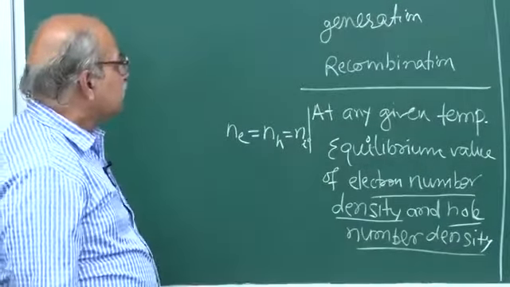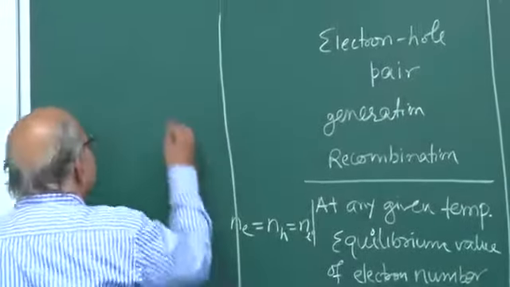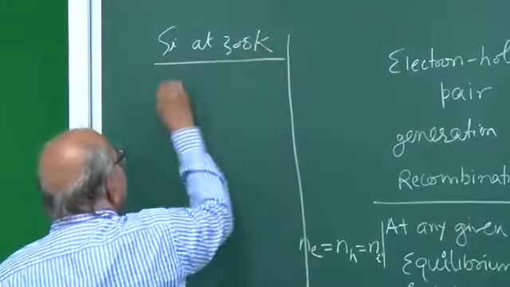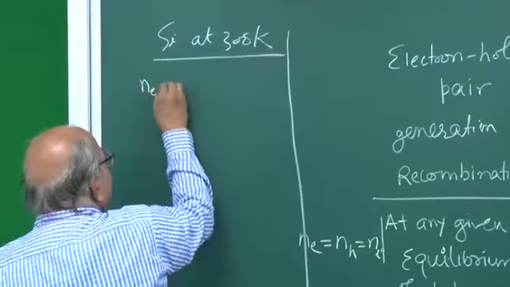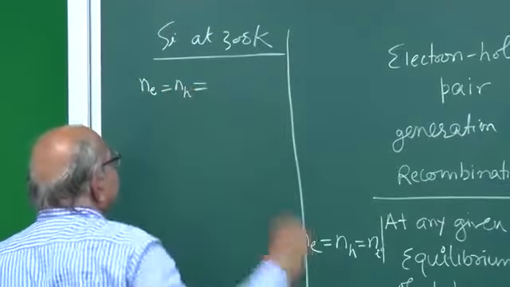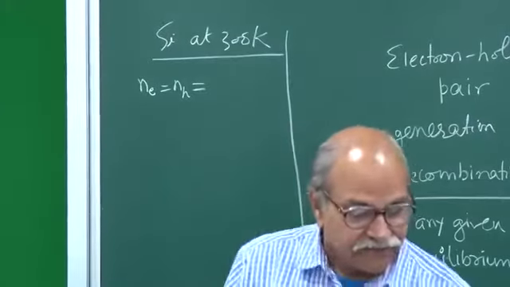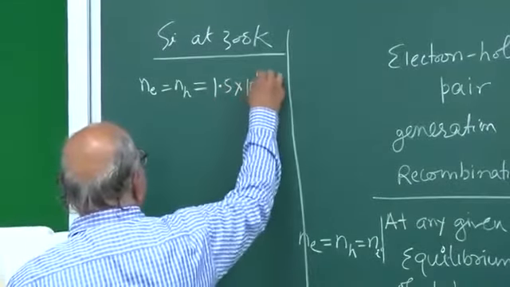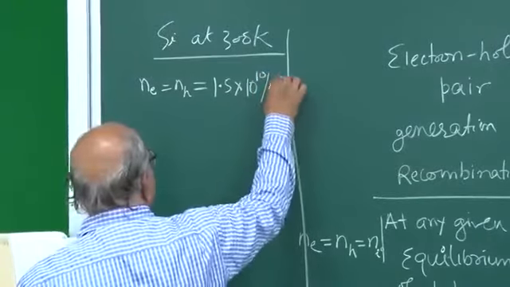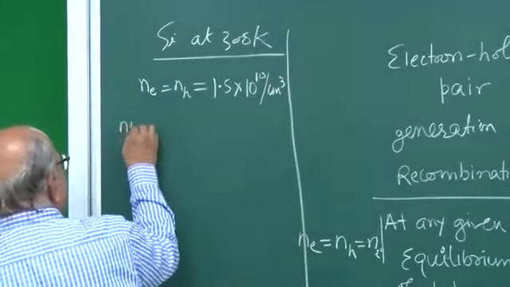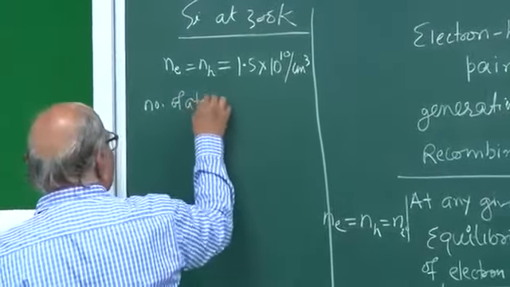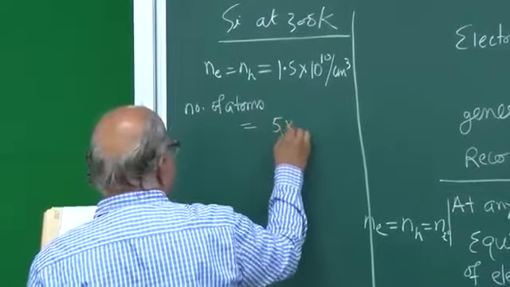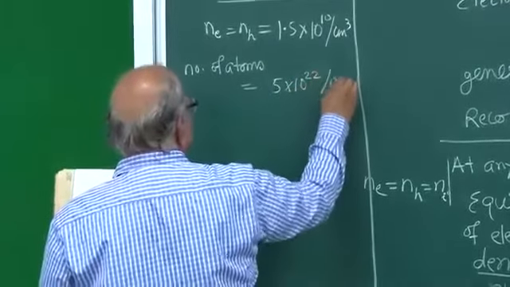Now for silicon at 300 K, at room temperature, this Ne, which is the same as Nh, is 1.5 times 10 to the power 10 per centimeter cube, whereas the number density of atoms is 5 into 10 to the power 22 per centimeter cube.